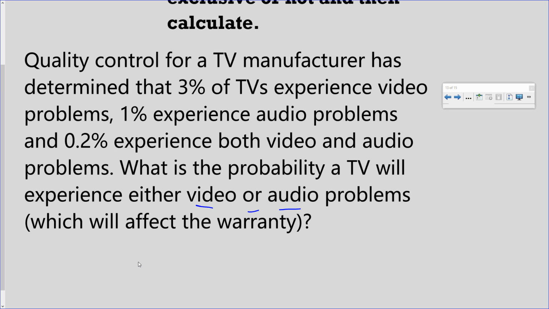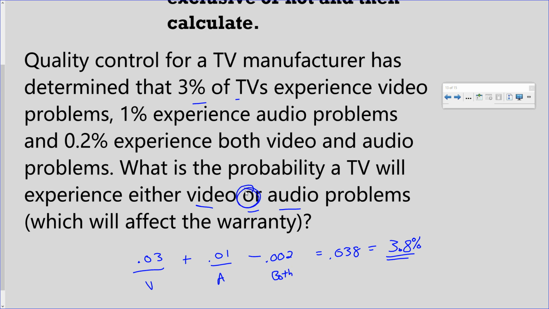So probability of it having video problems, because we're talking about video or audio. So video problems, that's 0.03. Or audio problems, that's 0.01, minus the chances they both happen, 0.2%, so 0.002. So what we really have is 0.03 plus 0.01, that's 0.04, minus 0.002, 0.038, or 3.8%. Right, so this is video problems, this is audio problems, and this is both. Because the question is, what's the probability that there's any problem at all?